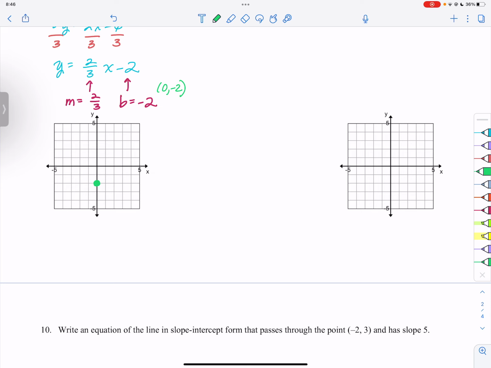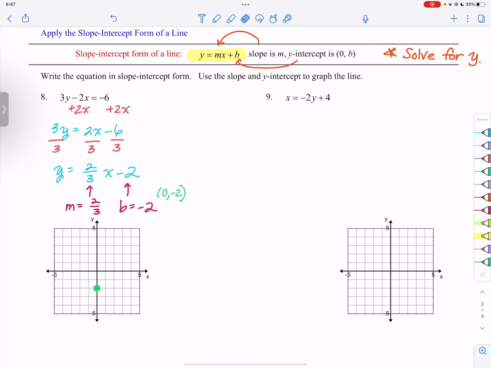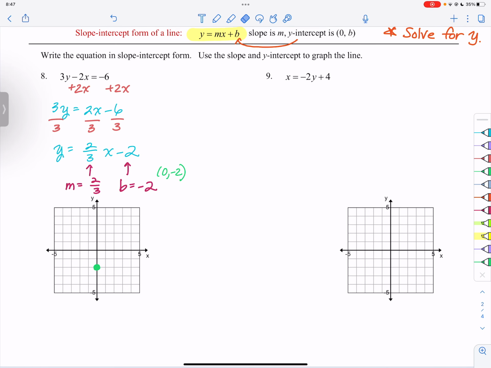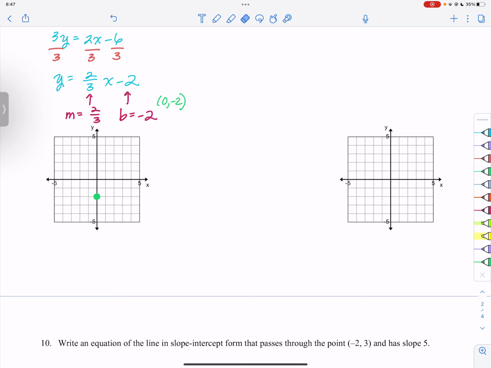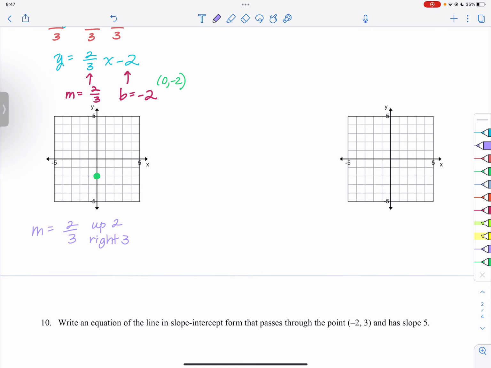And now let's use the slope. Remember this, the slope will be up or down, and this will be left or right. The slope is 2/3. So we'll go up 2 and to the right 3. So let's do that. Up 2 and then to the right 3. And that puts us at this point right there.